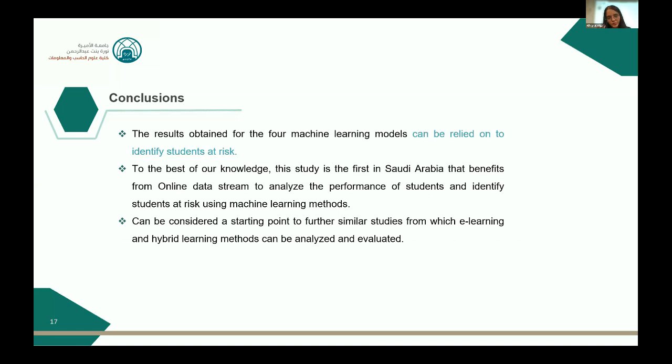So in conclusion, we found that these 4 machine learning models can be relied on to detect students who are struggling. And to the best of our knowledge, this is the first study in Saudi Arabia that used online clickstream data to analyze performance and predict students that are at risk and not at risk. So this is the first one, the first of many, hopefully. It can be considered a starting point for other studies. Maybe someone feels inspired to continue down this path.